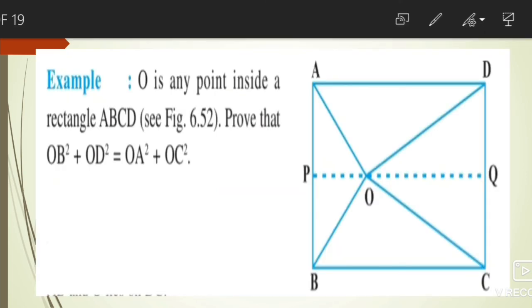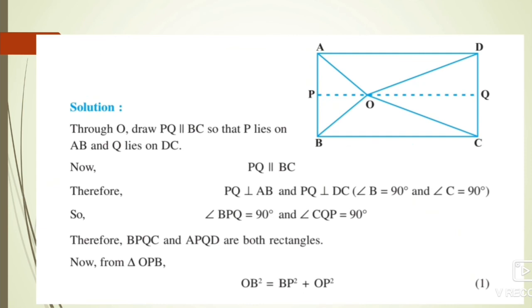Now next example. O is any point inside a rectangle ABCD. Prove that OB square plus OD square is equal to OA square plus OC square. So let's check the solution.